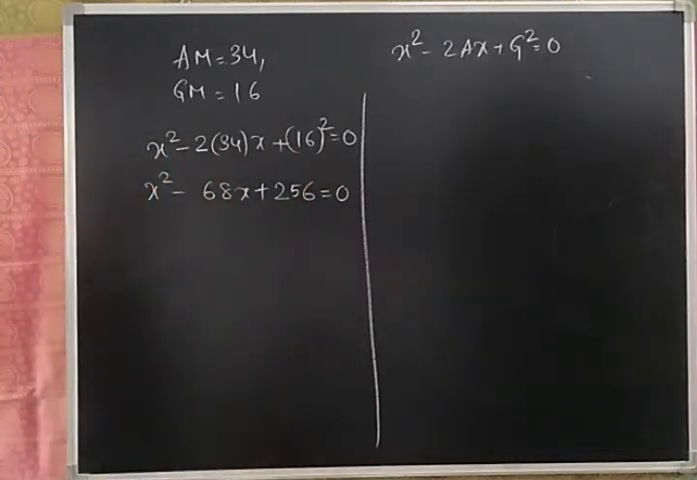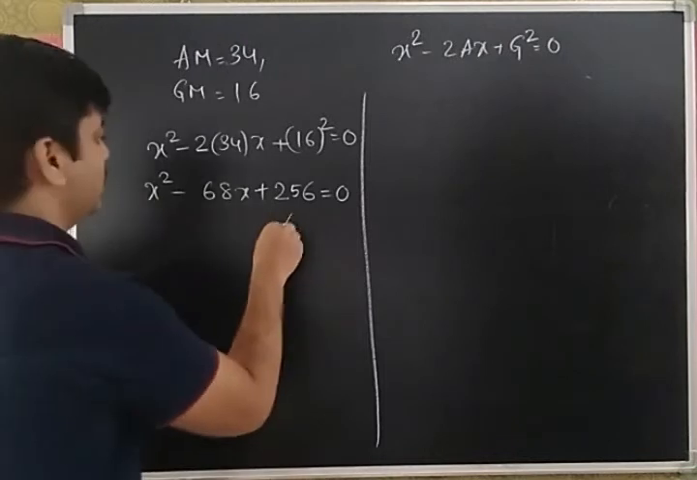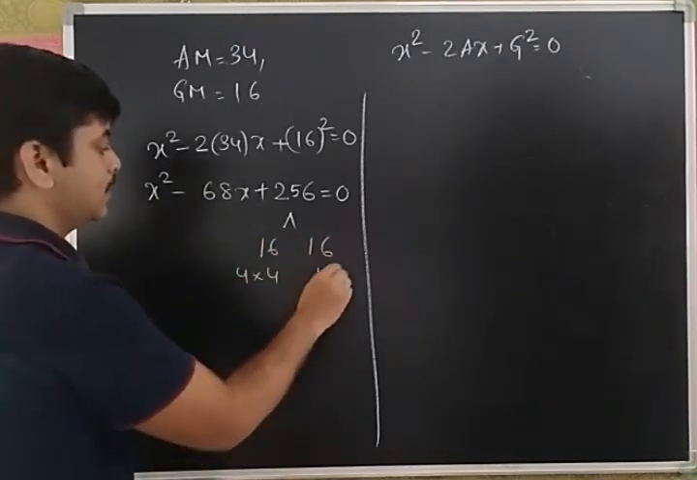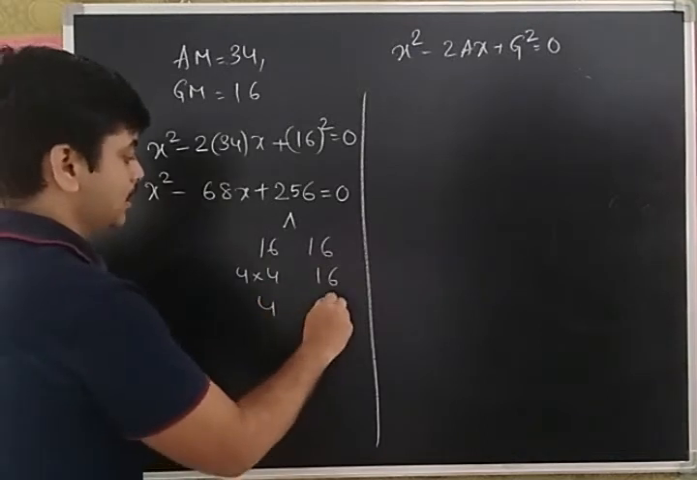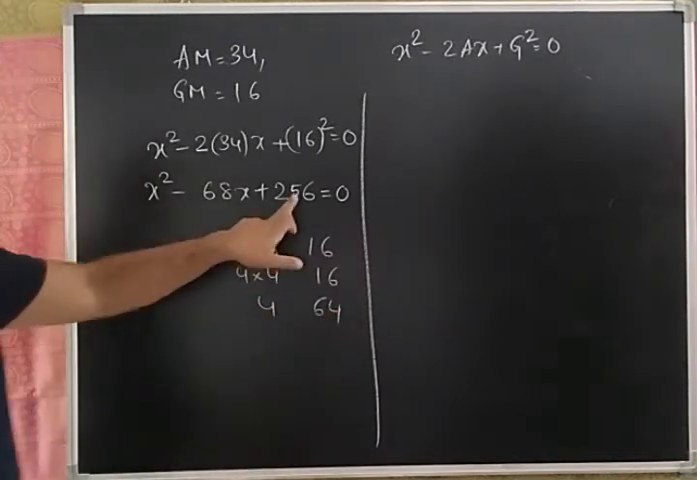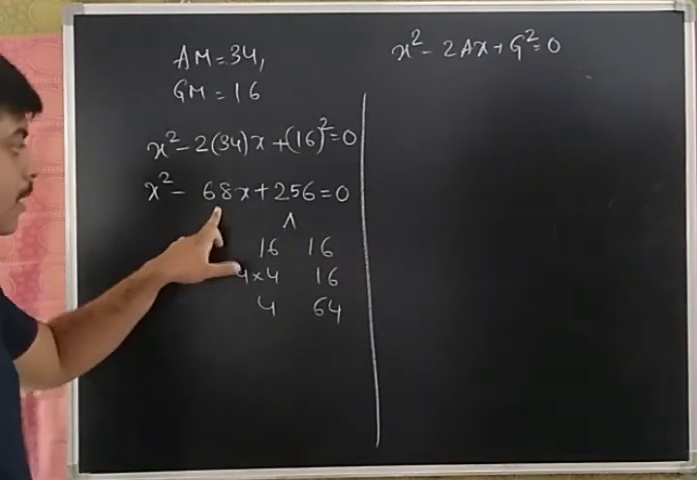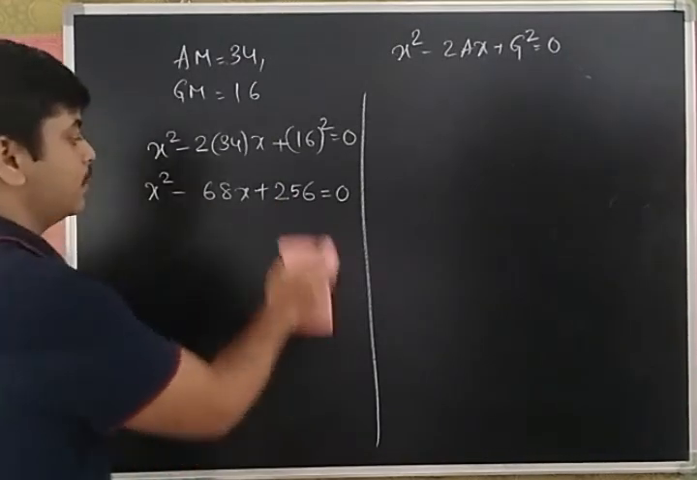How can we factorize? 256 is actually 16 into 16, or this is 4 into 64. Okay, 256 I can write as 4 into 64 and the sum will give you 68. I think this is easy. Okay, see how I'll write this one to solve.